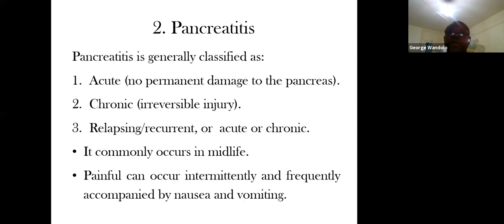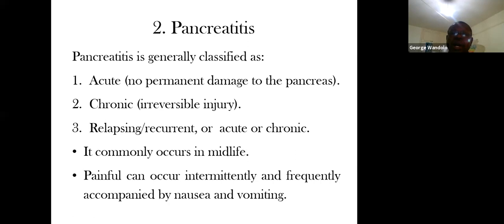Pancreatitis can be classified as acute, where there is no permanent damage to the pancreas, or chronic, where usually we have irreversible damage to the pancreas. We can also have relapsing or recurrent pancreatitis, which is acute and chronic pancreatitis. Typically, acute pancreatitis occurs in two forms: the acute one, in which there is no pancreatic damage, and the relapsing or recurrent one, which a majority of times presents as chronic pancreatitis. So we may have one or two types of pancreatitis in any individual, okay?